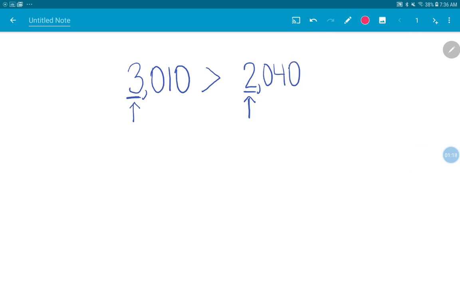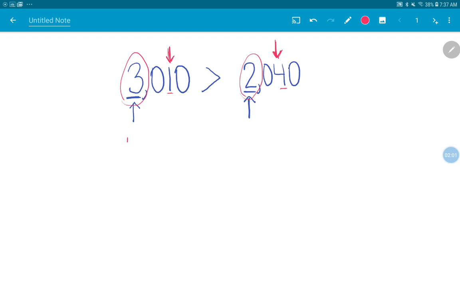What if instead of comparing the largest place value, which was the thousands, I compared my tens place value? That's all I looked at was my tens. In this number I have 1 ten, and here I have 4 tens. So we know that 4 is more than 1, but that doesn't matter because we always look to our greatest place value whenever we are comparing numbers. But 3,010 is greater than 2,040.